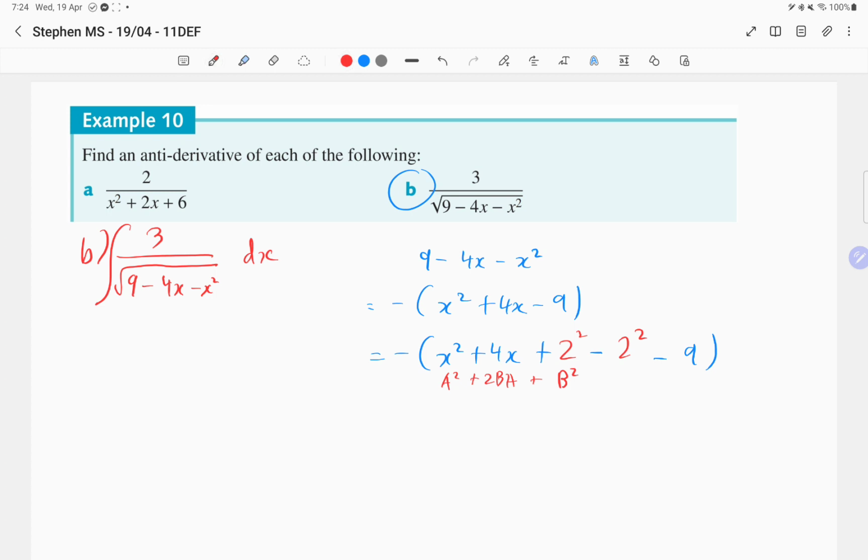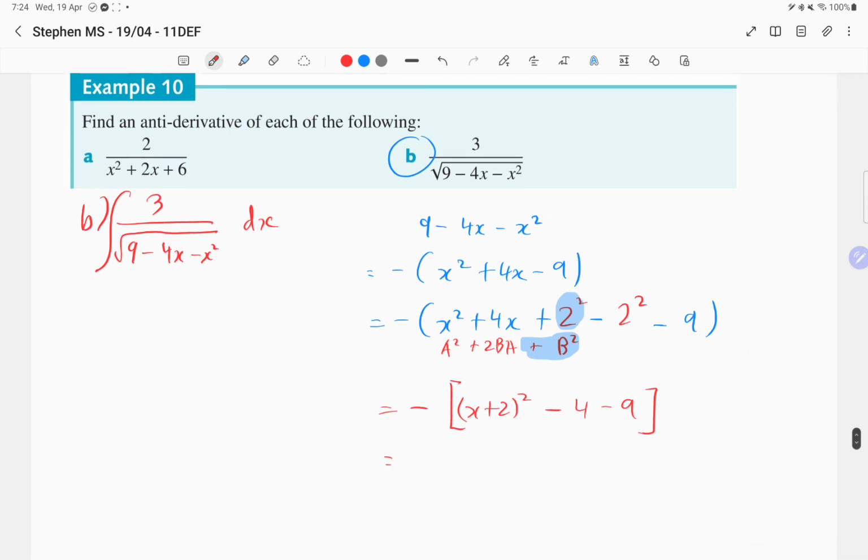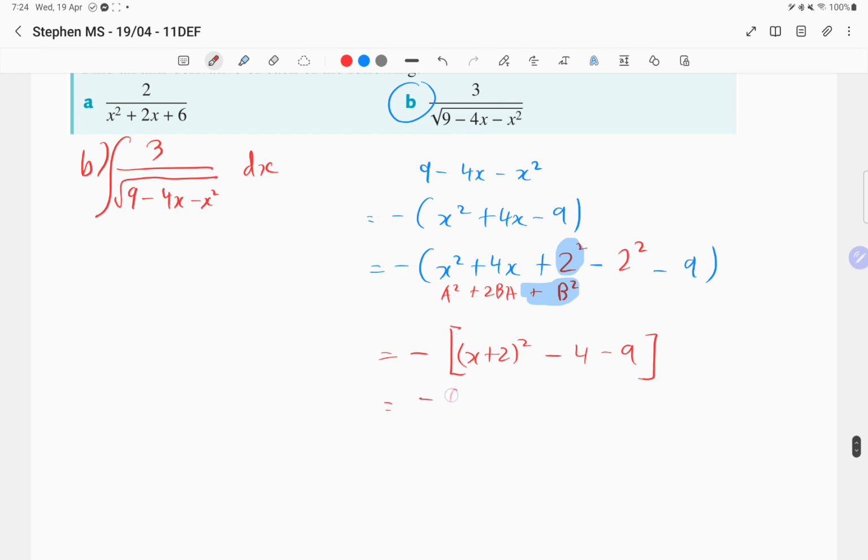So the one that you need to think about is what is the b squared term that you're adding, and then you need to balance it out by subtracting. So then that would be minus of x plus 2 squared, and then minus 4 minus 9. I'll use the square brackets here to differentiate. Then that would be minus of square brackets x plus 2 everything squared minus 13.